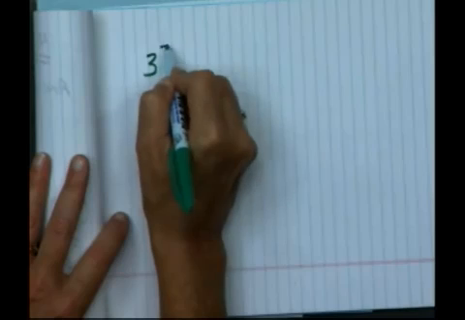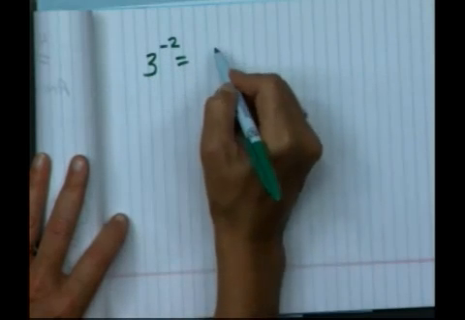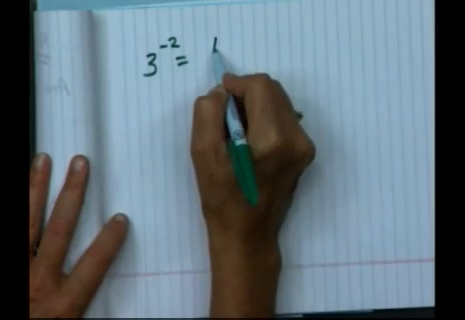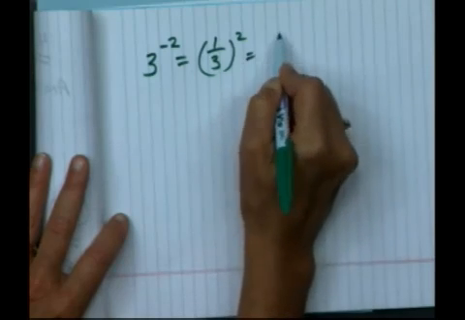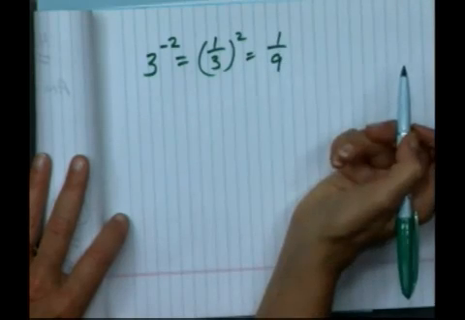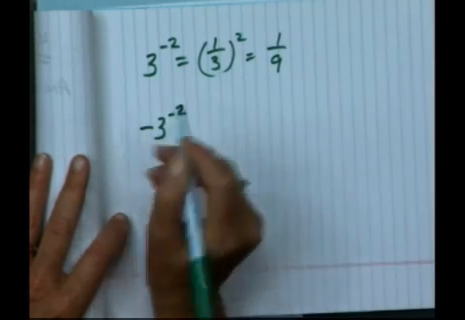Okay, we got one more. From the book, 3 to the negative 2 power. What does that mean? Flip it over and square it. It means take the reciprocal and square it, doesn't it? And we get 1/9. Okay, what is minus 3 to the negative 2?